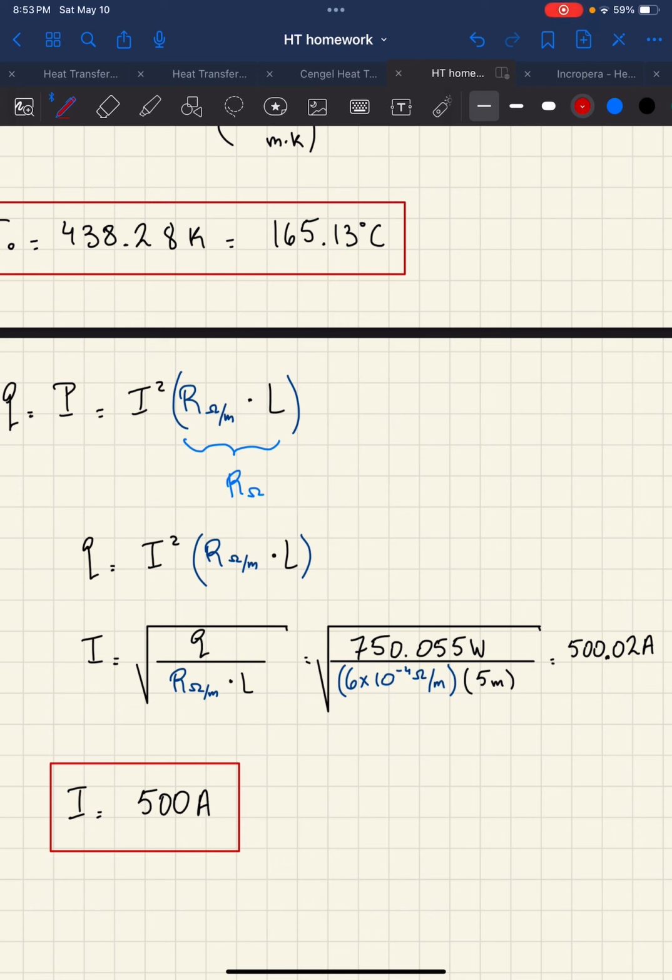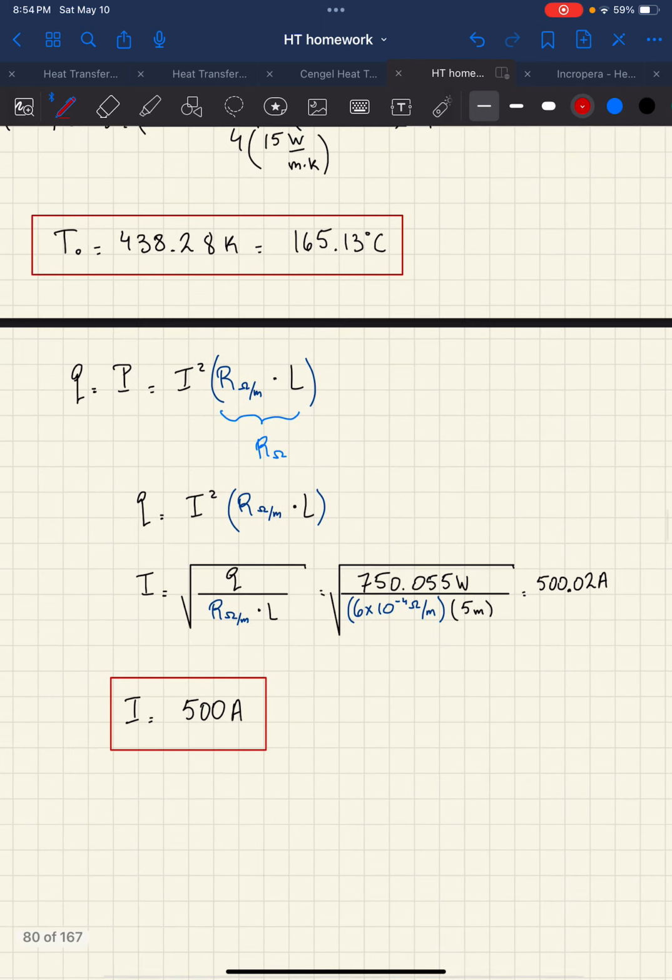The last problem is a fin problem. And in this problem, I'm going to switch gears and use the method that's in the Cengel heat transfer textbook. I'm not sure how to pronounce it. If you know, please let me know. Correct me if I'm pronouncing it wrong. I'm using the method that he uses in the textbook.